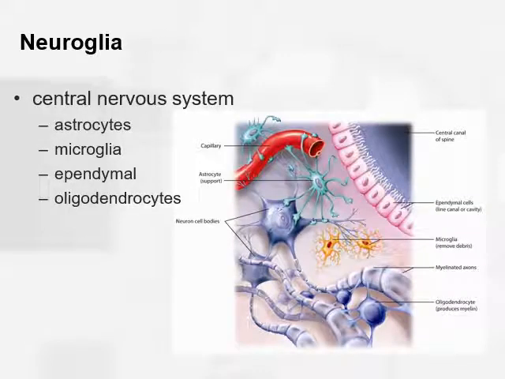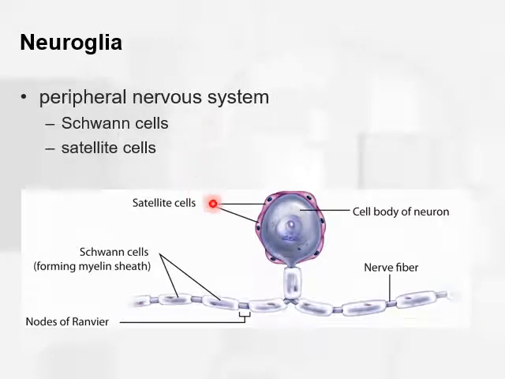The neuroglial cells within the central nervous system include the astrocytes, which are the supportive cells, the microglia, which remove the debris and act as macrophages, the ependymal cells, which line the canals and the cavities, and the oligodendrocytes, which are responsible for myelin production. While in the peripheral nervous system, we have two types: Schwann cells that form the myelin like the oligodendrocytes within the central nervous system, and the satellite cells.